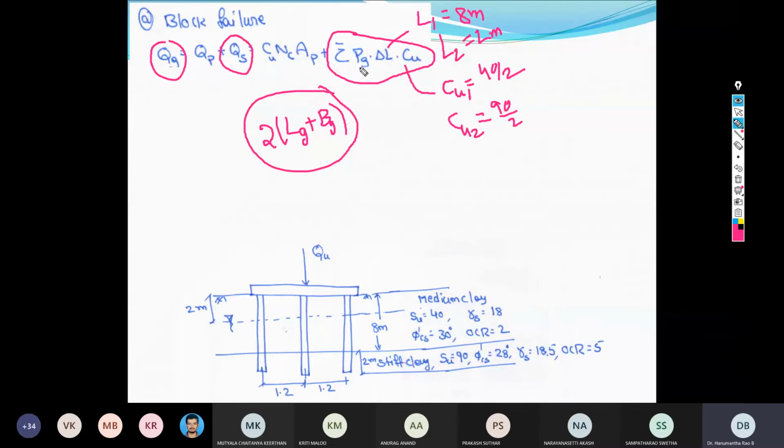Now I know the perimeter of the block. There are two layers, L1 and L2. L1 is 8 meter, L2 is 2 meter. Cu1 of medium clay is 20 kilopascals and Cu of stiff clay is 45 kilopascals. Therefore substitute into this equation and get the value of Qs.